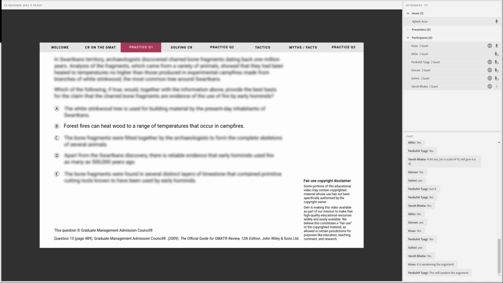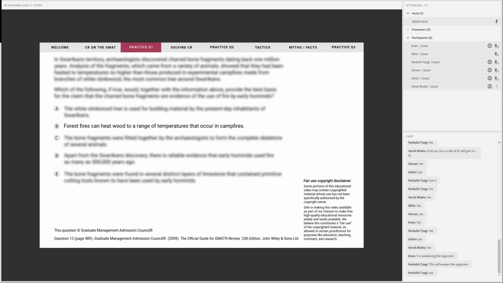Parikshit, is that similar to what you were thinking? Excellent. So normally we refer to this as an alternate cause. Think about it. If forest fires can give you the same temperatures that campfires can, then maybe these charred bone fragments came from forest fires and not campfires, right? So if there's an alternate cause, that will end up weakening. If Y could have also caused the thing that the question says X caused, then that's going to weaken the situation. Okay, so option B is out.